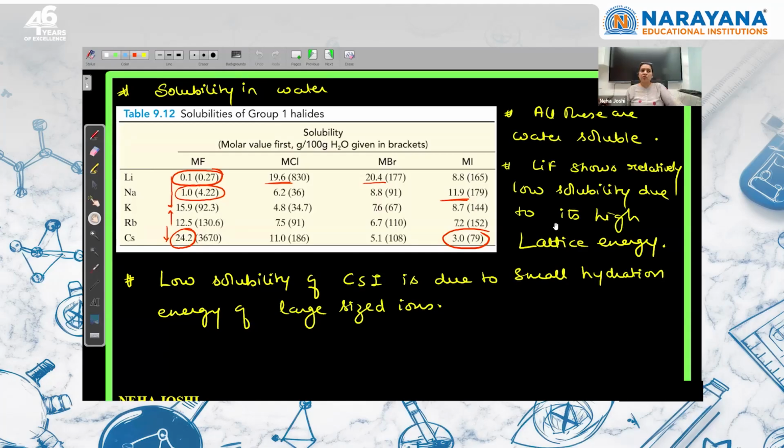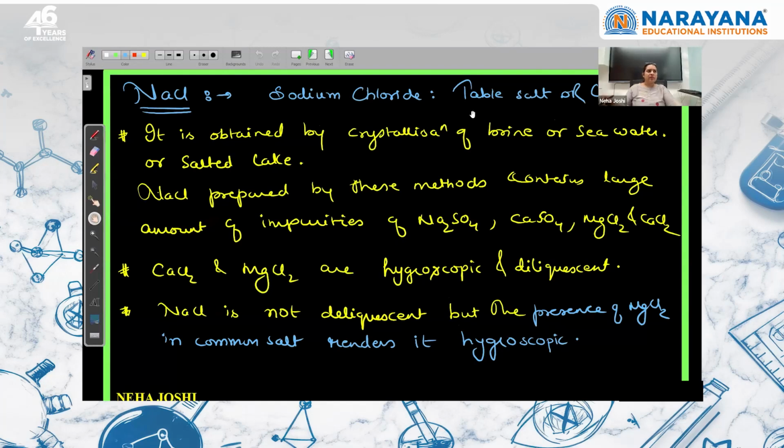LiF shows relatively low solubility due to high lattice energy. Low solubility of cesium iodide is due to small hydration energy of large sized ions. Okay. In general, for LiF, use lattice energy. In general, for cesium compounds, use the term hydration energy. Small cation, lattice energy; big cation, use the term hydration energy. Okay. NaCl general properties, it is table salt, very good.